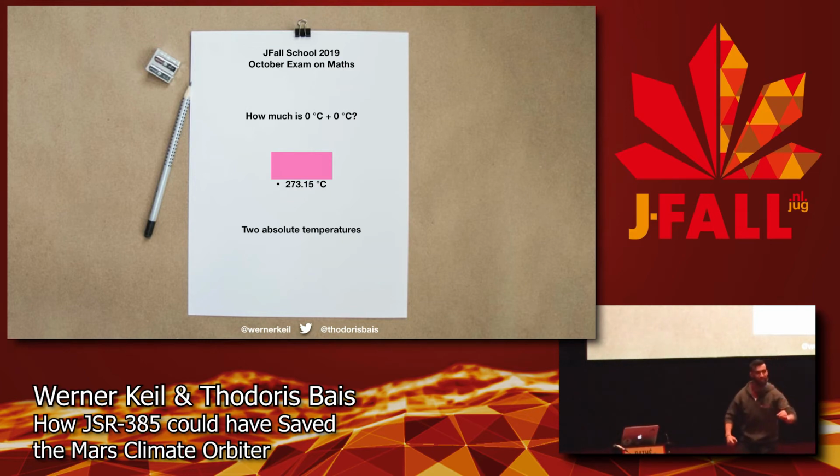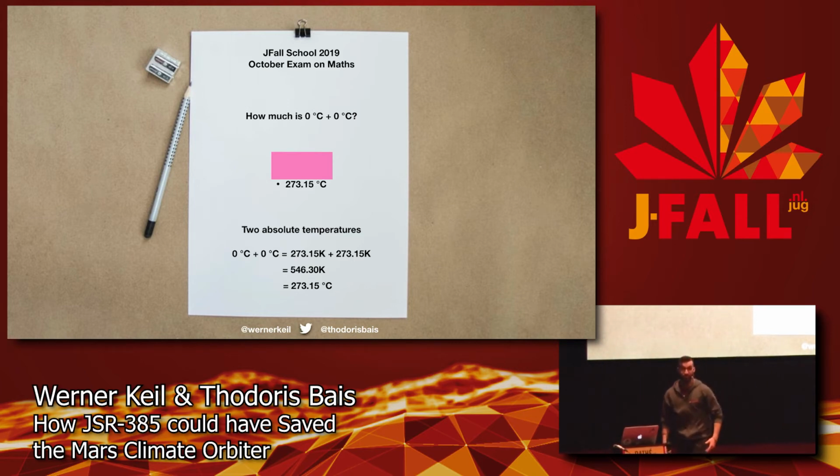So for an absolute temperature, 0 degrees Celsius means 273.15 Kelvin, right? So the sum of 2 times 0 degrees Celsius for this particular case means actually 2 times 273.15 Kelvin, right? Which is, of course, 546.30 Kelvin. And which in turn gives us 273.15 degrees Celsius, right? So that was case 1, 2 absolute temperatures.